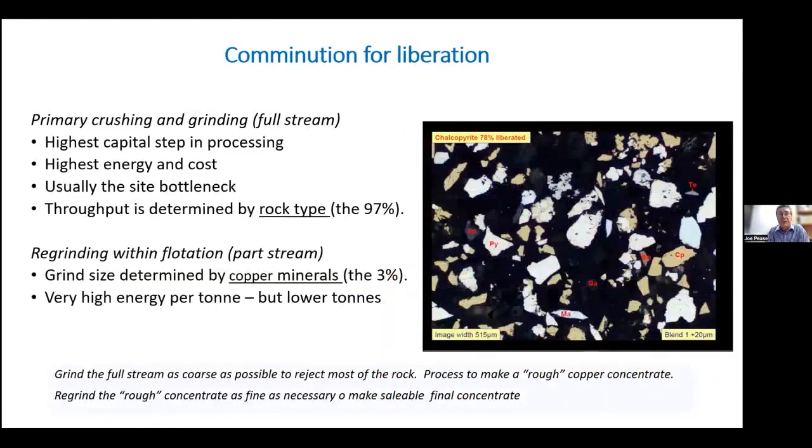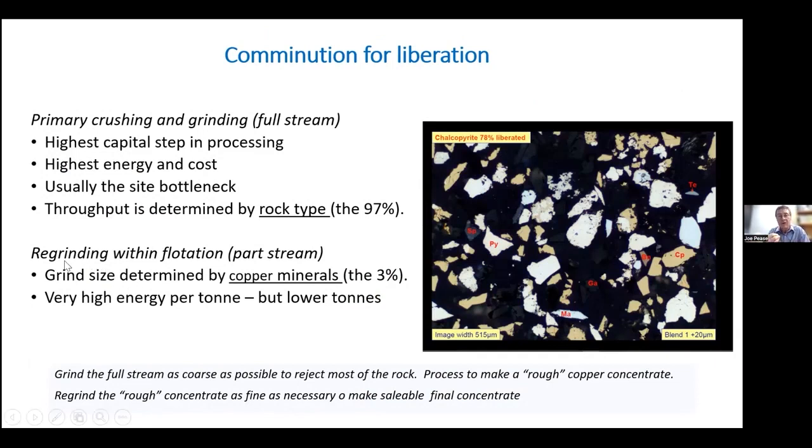So just some features about comminution, which is what that crushing and grinding stages are called. These primary crushing and grinding stages on the full stream are usually the highest capital step in processing, and also the highest users of energy and the highest cost factor. That means they're normally the site bottleneck. The site is designed around and operates up to the full capacity of that grinding and crushing installation. Now, the throughput of that equipment is determined by the rock type. So the 97% of the rock that is not mineral determines the throughput of the bottleneck.